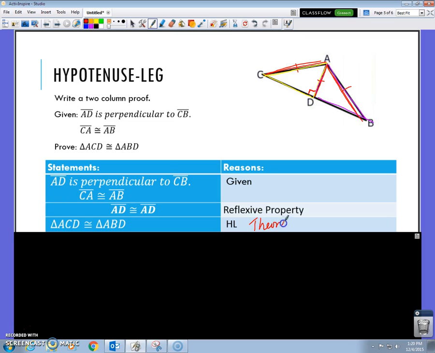All right, and so that's it for the hypotenuse leg. Much less confusing probably than angle-side-angle, those types of things. But you'll have some proofs to do on Monday, and that's it for today.